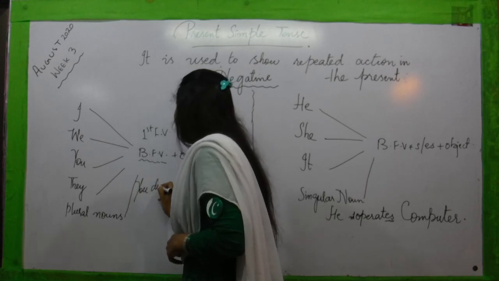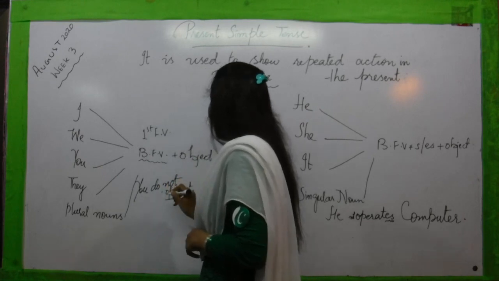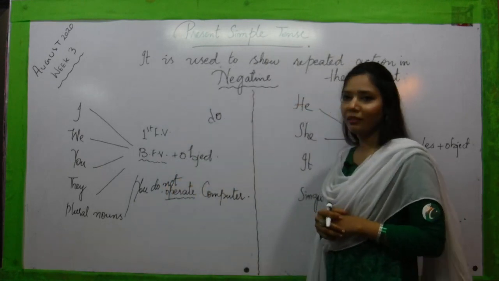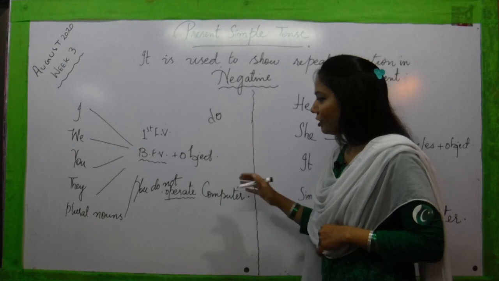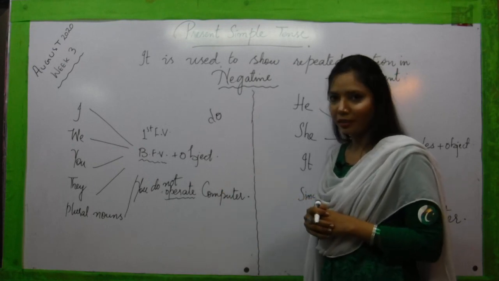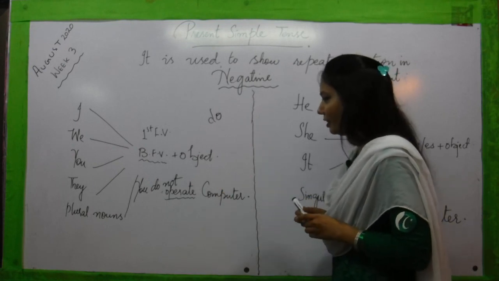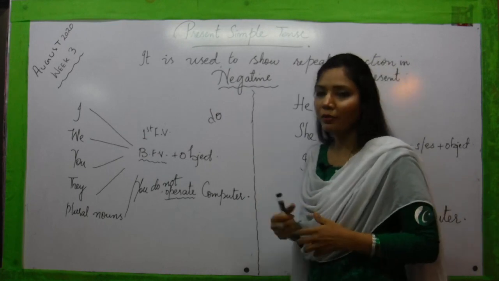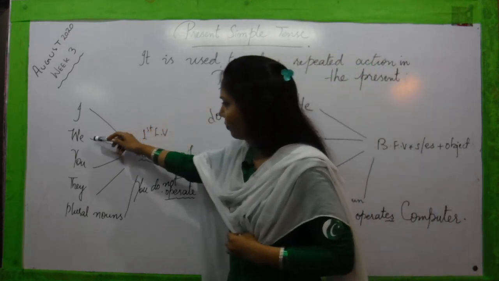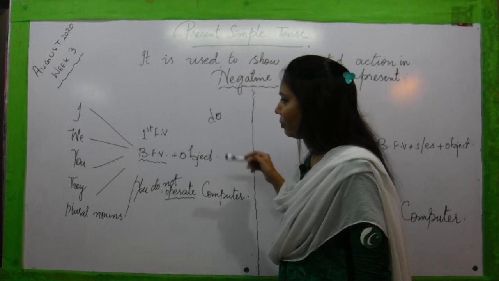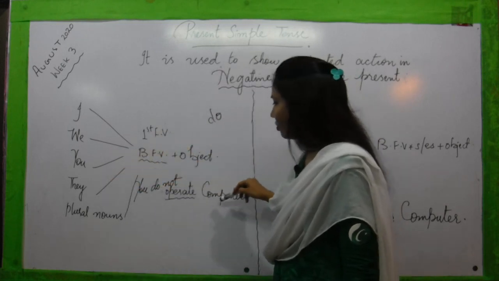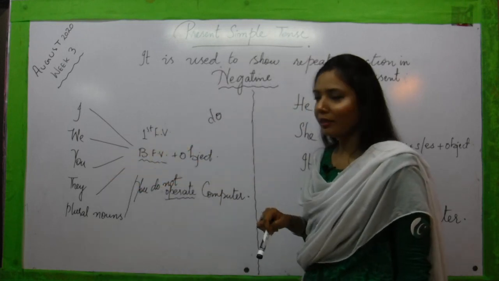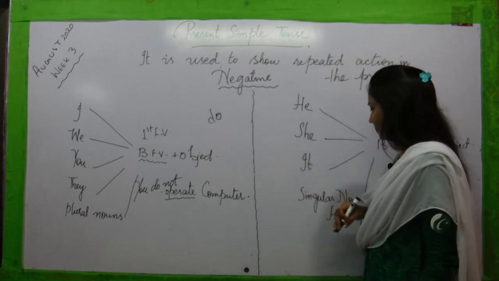You do not operate computer. That is how our sentence will become. You do not drive a car. We do not operate computer. They do not operate computer. That is how our sentence will become.